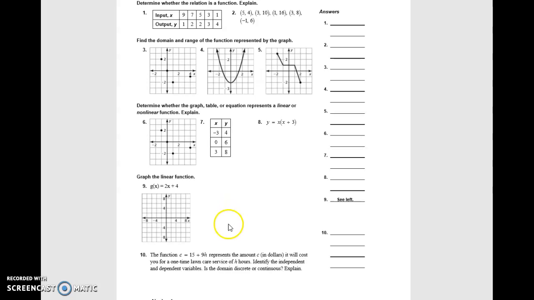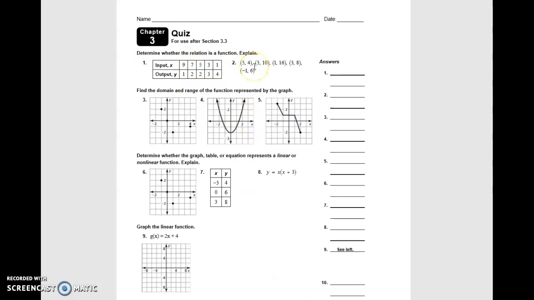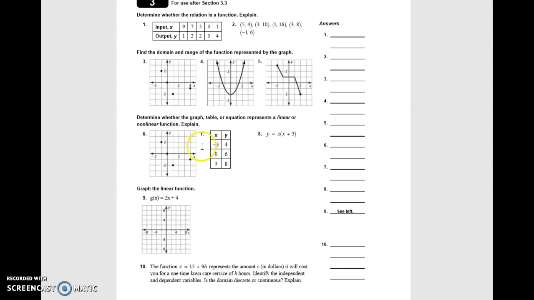So I see 1, 2, 3, 4, 5, 6 problems where you need to explain. This quiz I think is 27 points, so 6 out of 27. If you just write down yes or no for those things, you're going to be losing some points if you're not explaining.